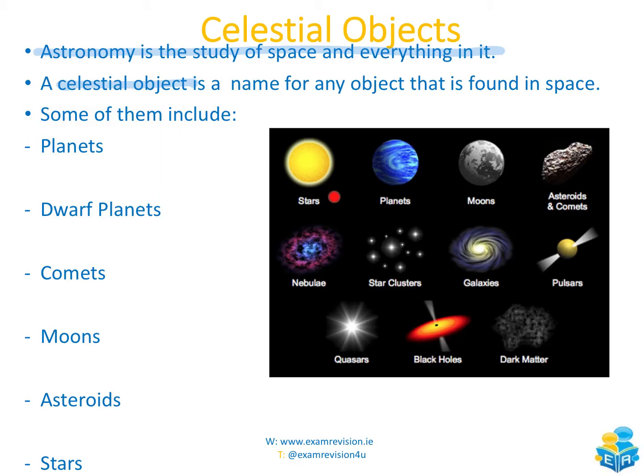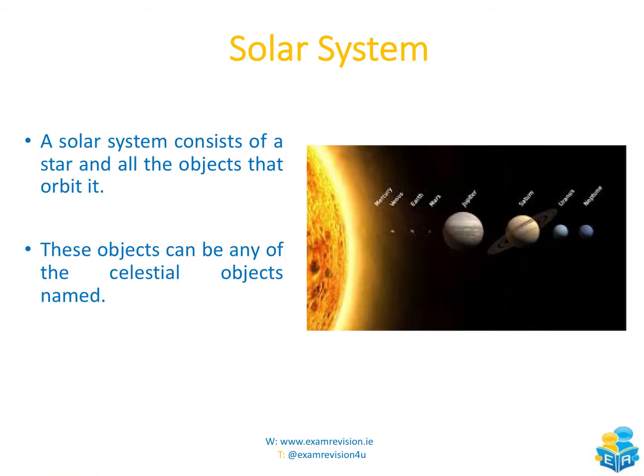A couple of them will be stars, planets, moons, asteroids and comets, nebulae, star clusters, galaxies, quasars, black holes, dark matter. All of these will be examples. But the ones which we need to know for junior cycle science are our planets, our dwarf planets, our comets, our moons, our asteroids, and our stars. It's vital that we know all of these, and we'll be going through each one of these in a little bit of detail over the next couple of slides.